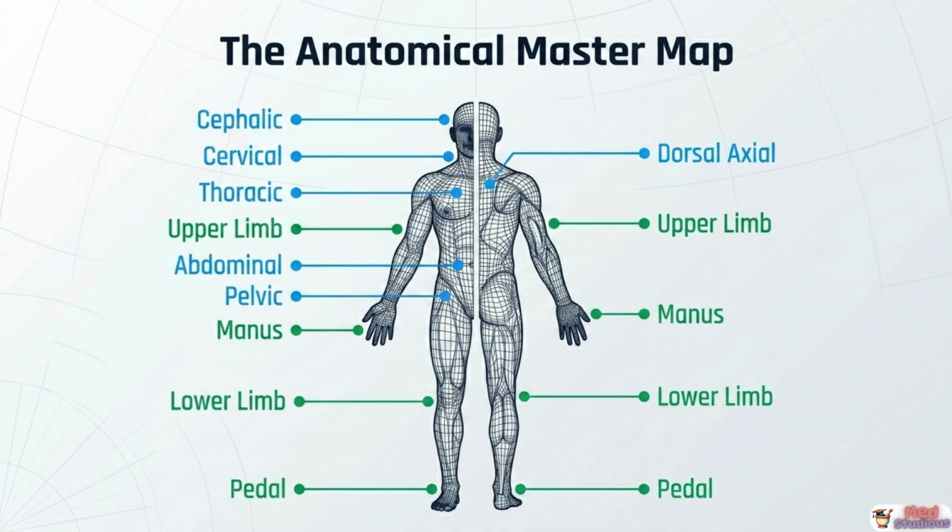From the appendicular upper limb in green on both sides, covering the acromial, deltoid, brachial, antecubital, antebrachial, carpal, and manus regions. From the appendicular hand, manus, the palmar and metacarpal surfaces with pollex and digital regions. From the appendicular lower limb, covering coxal, femoral, patellar, crural, popliteal, sural, and fibular regions. And at the very base, pedal, the tarsal, metatarsal, digital, hallux, plantar, and calcaneal regions. This is the complete human regional atlas.